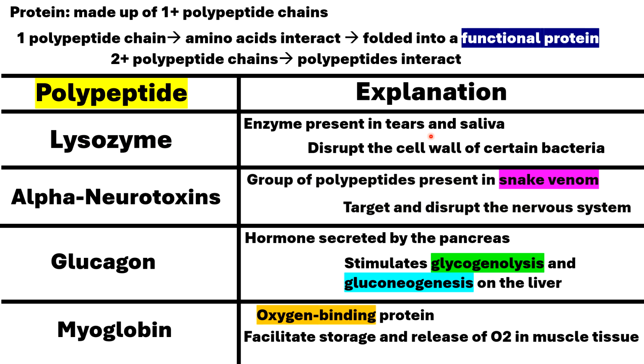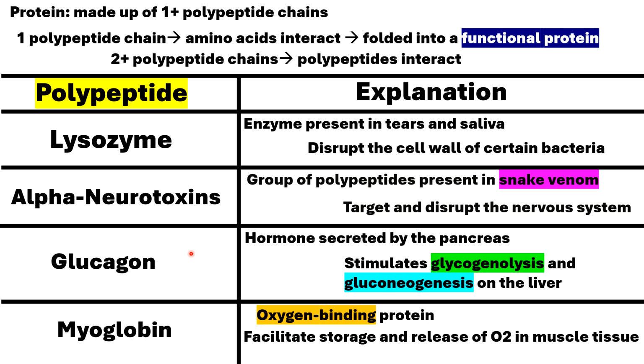Now, let's look at different examples of polypeptides, starting with lysozymes, the zyme for enzyme, okay, that is present in tears and saliva, and it's going to disrupt the cell wall of certain bacteria, so it's responsible for your immune system. Okay, it's going to help your immune system. It's present in phagocytes, I believe, so it's very important. We can see alpha neurotoxins are found in snake venom. They disrupt the nervous system.